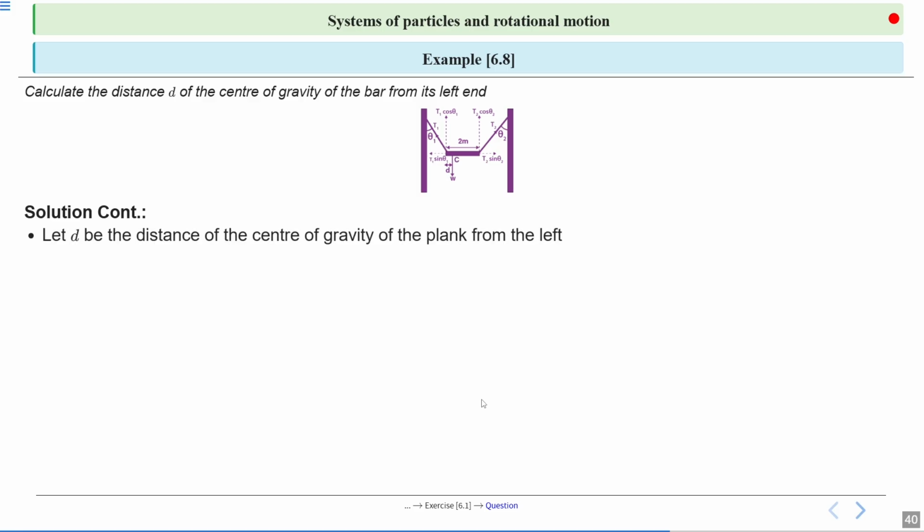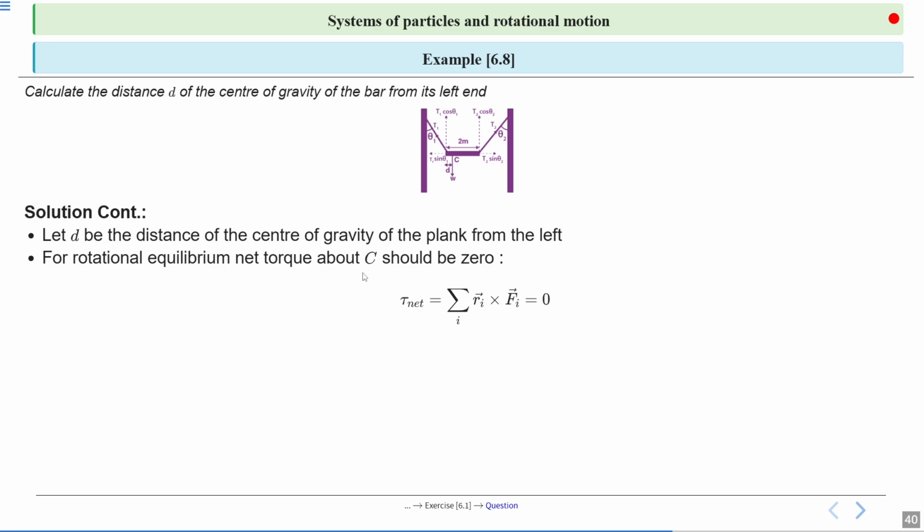Now let d be the distance of the center of gravity of the plank from the left end. For rotational equilibrium, the net torque about point C should be 0. We know in rotational equilibrium there is no angular acceleration. So net torque, the summation of r_i cross F_i, is equal to 0. So net torque on the system should be 0. So just put the values: d into T1 cos theta 1 is equal to (2 minus d) into T2 cos theta 2.